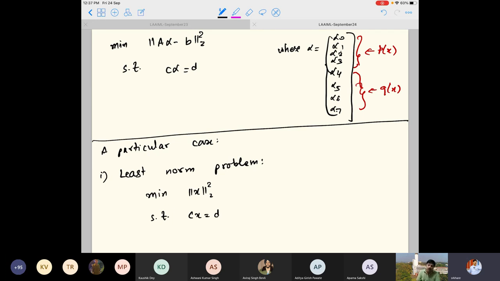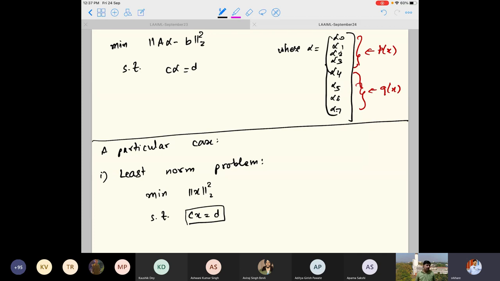So what you are saying is, you are looking at all feasible solutions first. What are the feasible solutions? Feasible solutions are those which satisfy the constraint Cx is equal to D. So you collect all the exact solutions of Cx is equal to D, and then you find that x which is of the least norm. So this is the least norm problem. You choose that solution of Cx is equal to D which has least norm.